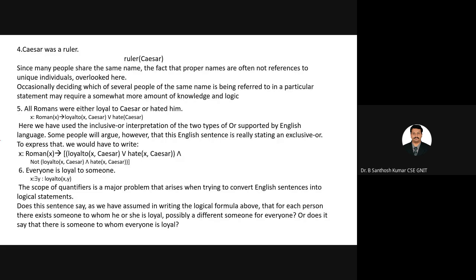Then the fifth statement, all Romans were either loyal to Caesar or hated him. It means for all X, Roman of X implies loyal to X comma Caesar or hate of X comma Caesar. Here they mention hated him, so there are people who are loyal to Caesar, and also there are people who hate Caesar. Then the next statement, everyone is loyal to someone. It means for all X there exists Y such that loyal to X comma Y.